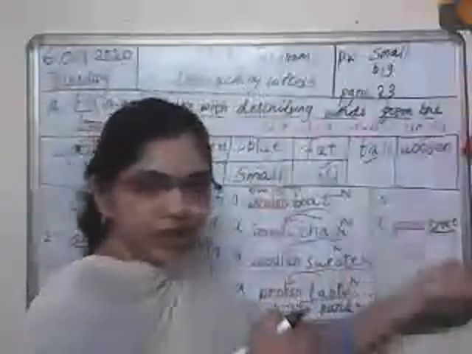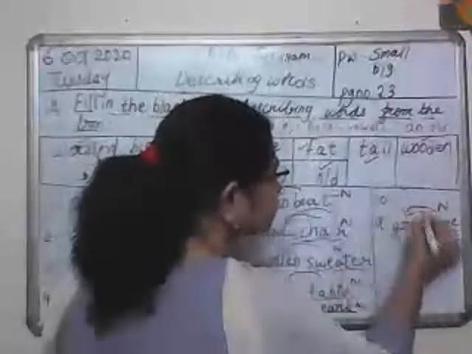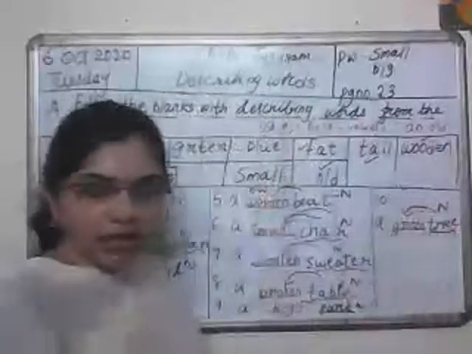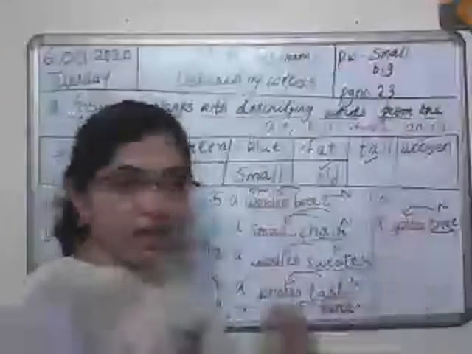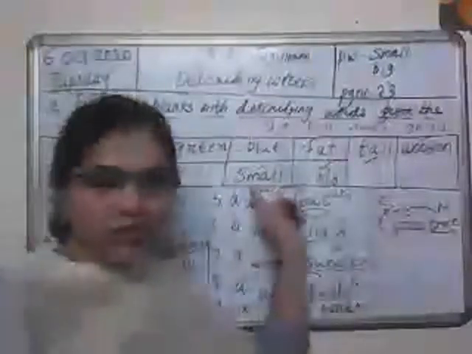Then tree. Tree is again in nature. So whatever things are in nature, trees, plants, flowers, sky, all these are things. So this is again a naming word. And this is green. How is the tree? It is green in color. So green is a describing word. So all these words are naming words and all these words are describing words. Is this topic clear, children?